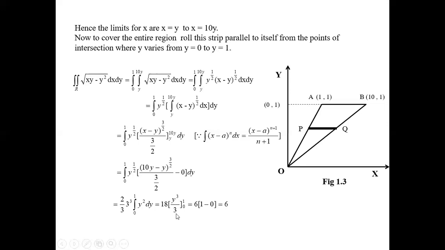Then the upper limit is 1 upon 3. That becomes 6. This is 1 minus 0, is equal to 6. So therefore the integral of this equation is equal to 6. That is the evaluation of the double integral over this triangle, equal to 6.